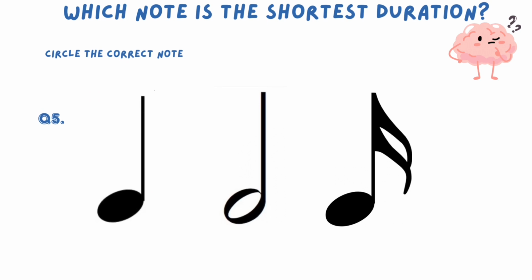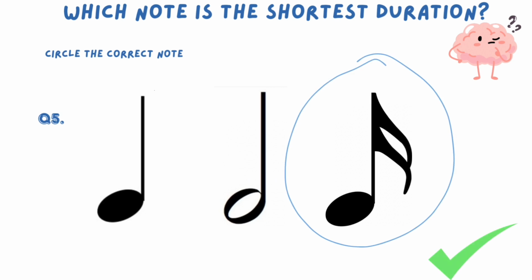Okay, now another question, which note is the shortest duration? So which note is the shortest out of the 3 that are here? Which one would be the quickest note? Pause the video if you need to. Answer coming up. 3, 2, 1. It'd be a semiquaver, of course, because a semiquaver is a quarter of a beat.